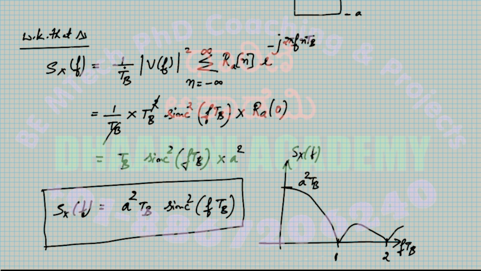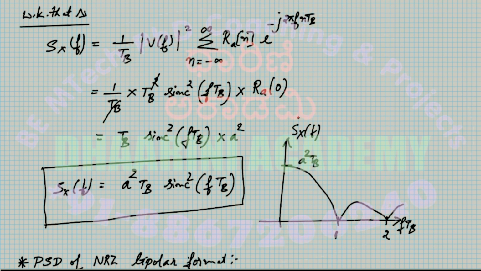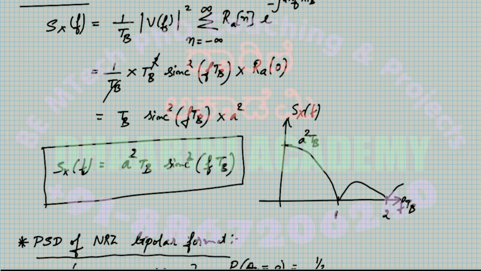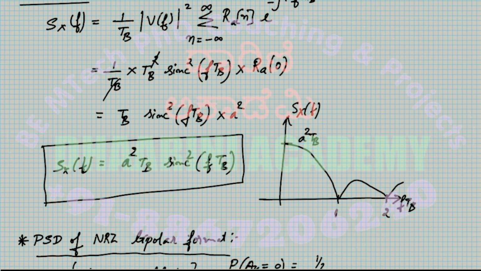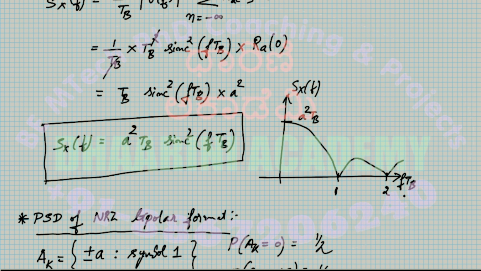Now you substitute. So 1 by T_B, V of f whole square will be T_B square sinc square function into, now you see minus infinity to infinity has no meaning because only one value exists, that is for 0. So simply remove that and write R_A of 0. And when n is 0, there is no e to the power function because e to the power 0 is 1. Okay, so you got it. This is very simple. Substitute a square and write it as a square T_B into sinc square of f T_B, right? And on the right hand side, you can see the graph corresponding to that.